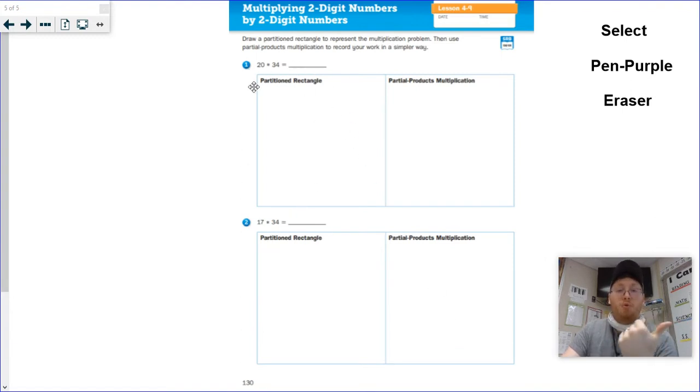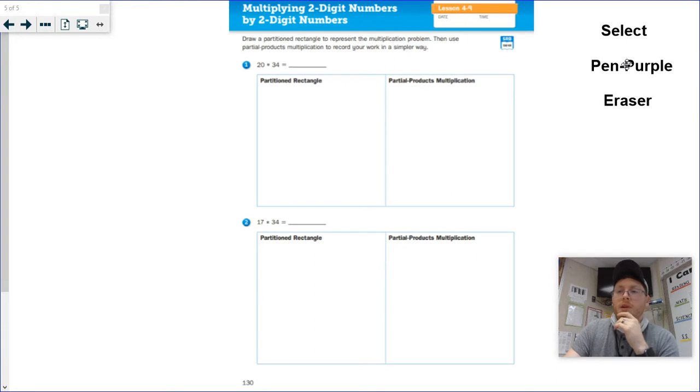Number 1 will be pretty easy because it is technically a two-digit by two-digit, but we've already started off with an easy factor for our product. Sorry. So we started off with an easy factor here. Number 2 will have us break up those numbers.